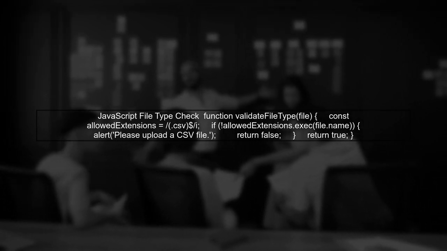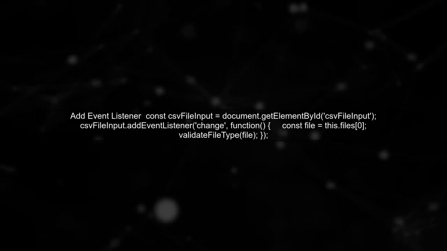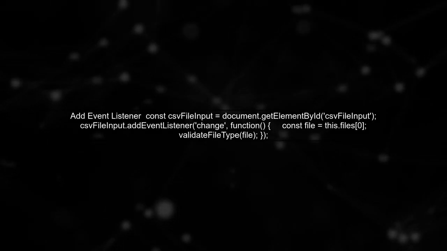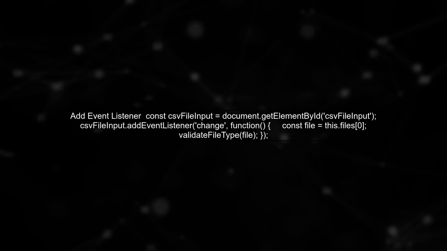To handle the situation where users might select other file types, we can implement a JavaScript function that checks the file type after the user selects a file. Next, we will add an event listener to the file input element. This listener will trigger our validation function whenever a file is selected.